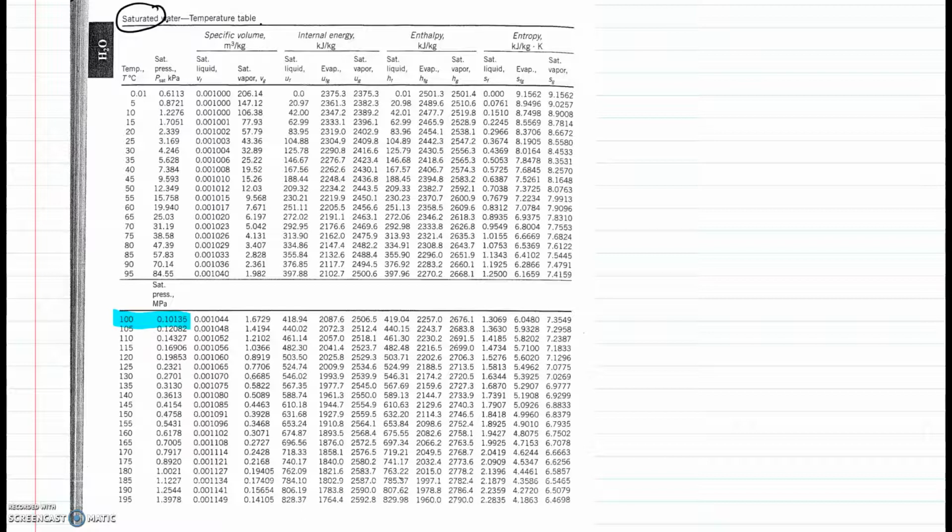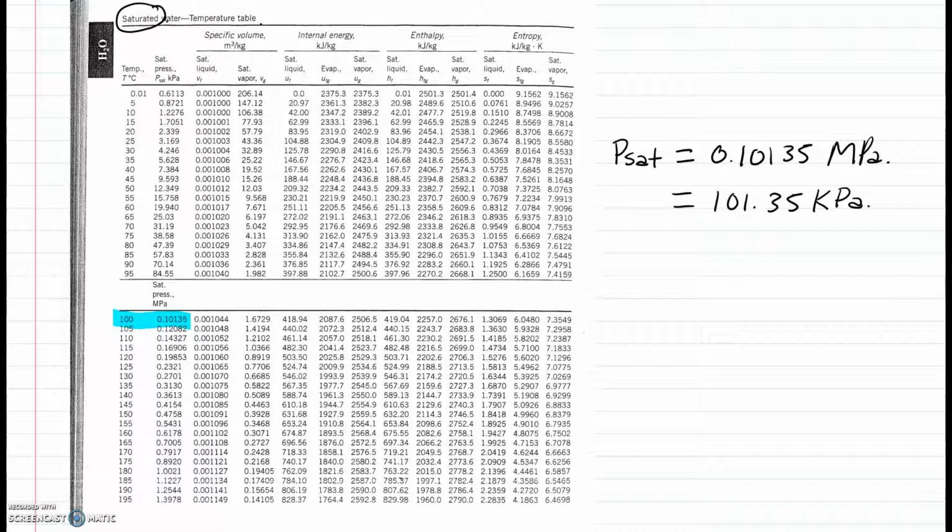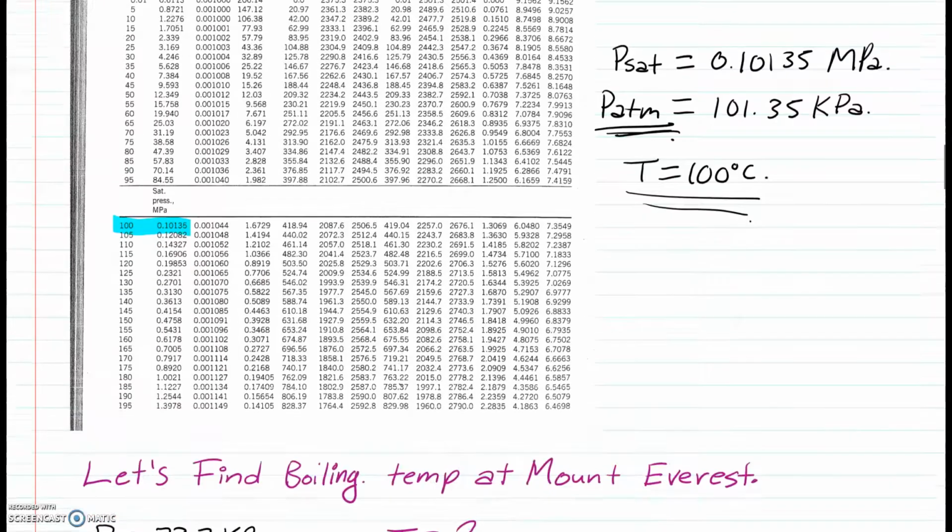And we find out that the saturation pressure is equal to 0.10135 megapascals, which we know is 101.35 kilopascals. But we also know that this is the atmospheric pressure, right? And this makes sense because the temperature is 100 degrees Celsius. So at 100 degrees Celsius and a pressure of 101.35 kilopascals, the water will boil. This is what we know from our camping experiment.